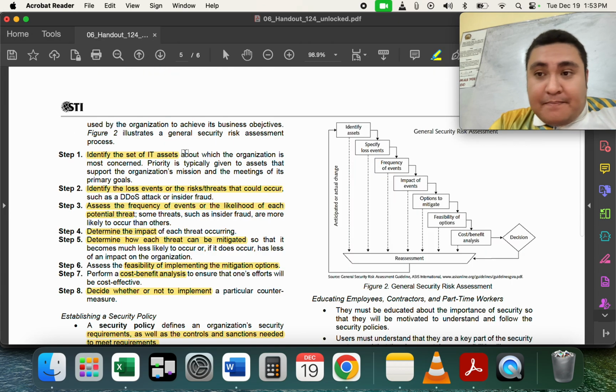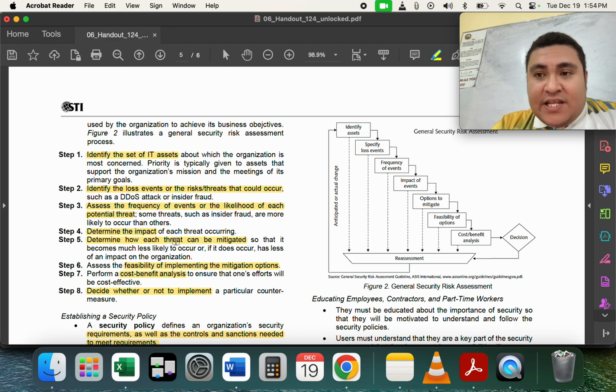Next, we have here steps. With risk assessment, you have 8 steps that you need to consider. The first one is identifying the set of IT assets. The second one is identifying the loss events or the risk threats that could occur with the set of asset resources you have. You also have assessing the frequency of events or the likelihood of each potential threat. The fourth one is determining the impact of each threat if ever it comes into realization. The fifth one is determining how this threat can be mitigated.